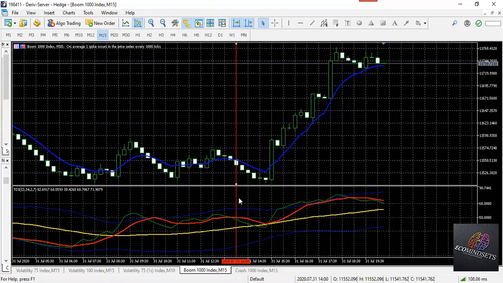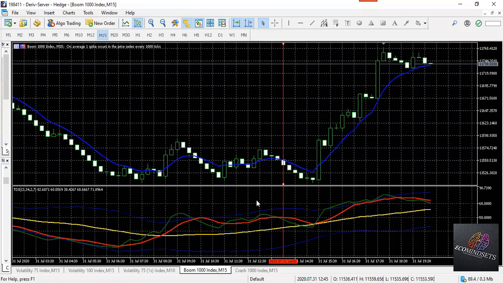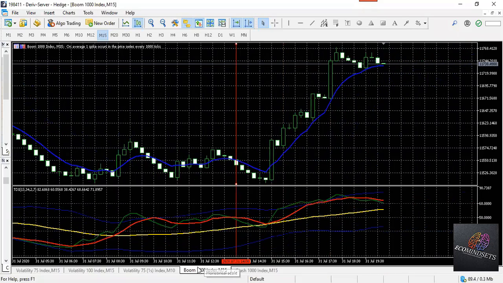But the rule says daily and weekly should be in the same direction. If it is a sell, they should be selling, and for Boom, they should all be in a downtrend, and for Crash, they should be buying. Anything aside from that, you don't risk it. Very, very important. Anything aside from that, you don't risk it. It's very deadly. Please, I hope we are following.